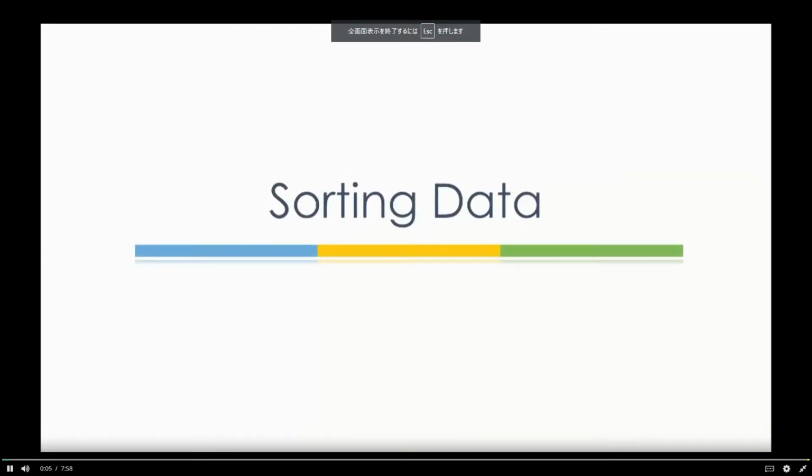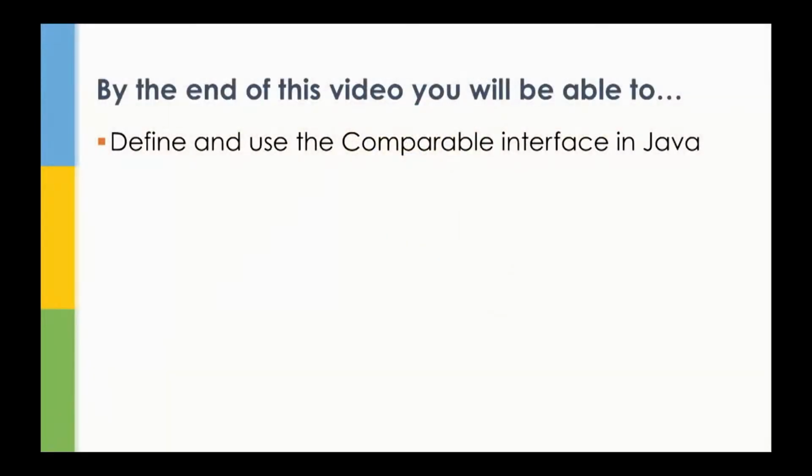In the previous video, we started talking about how to use the built-in sort that's available to us in Java. What I'd like to do now is to think about how to generalize that technique for more complicated objects. So by the end of this video, you will be able to define and use the comparable interface in Java so that we can have access to that built-in sort method.